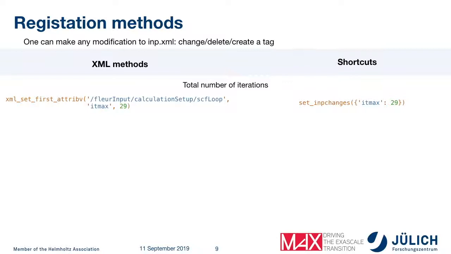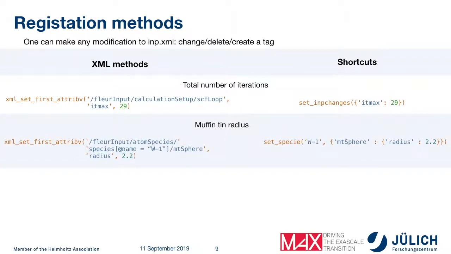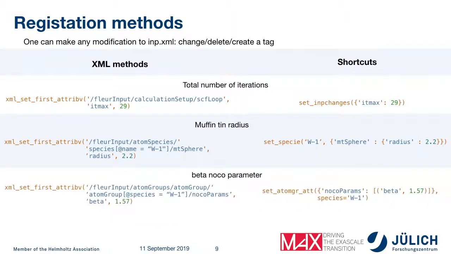And we have also more examples of this comparison between more complicated XML methods and their shortcuts. For example, we can change species parameters. A good example is a muffin tin radius. Yeah, as you see, again, a shortcut is much easier to use. You don't need to know the exact path of the muffin tin radii. And it's also true for atom group attributes.